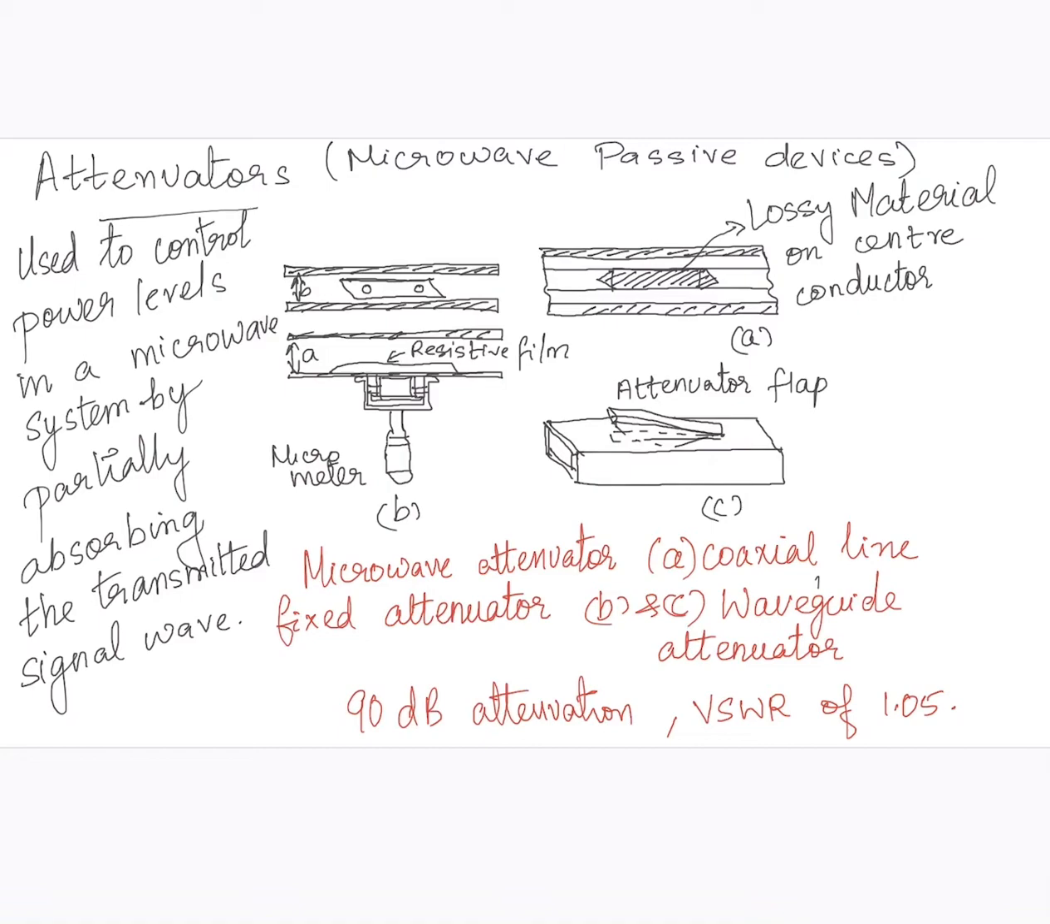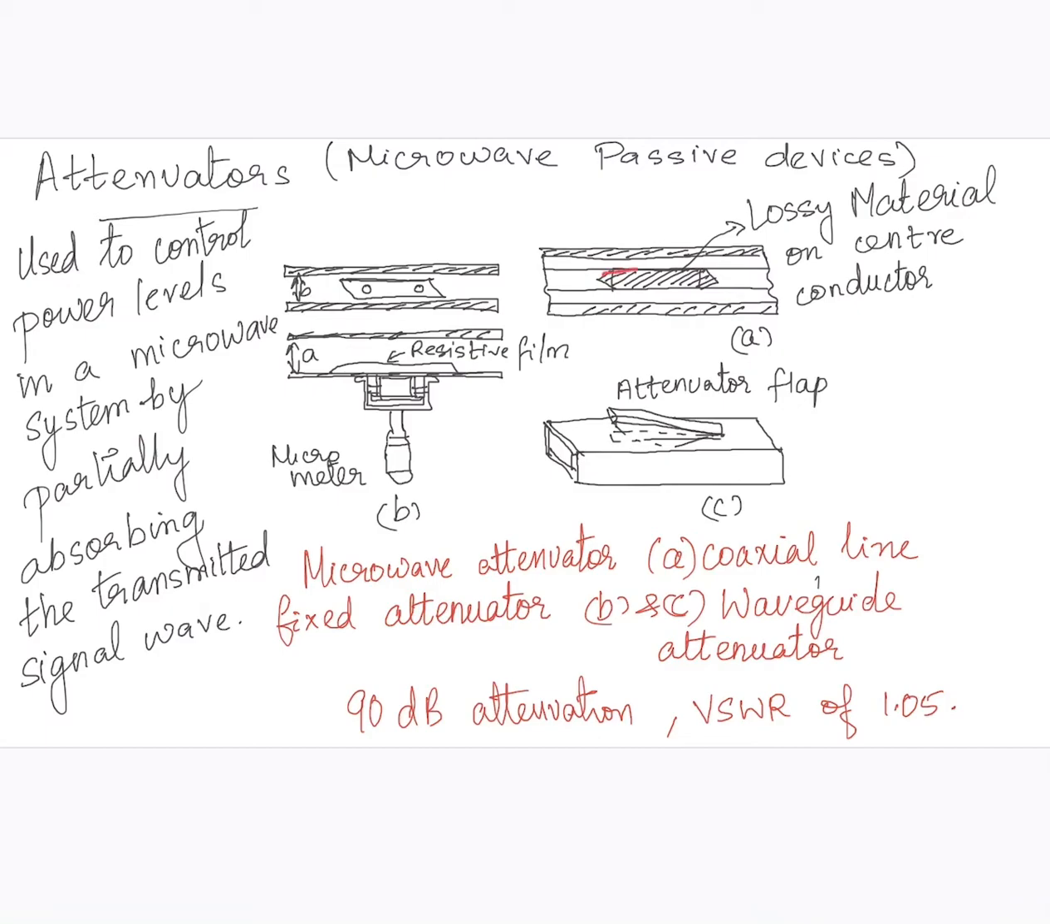wave. So in order to reduce or absorb the transmitted signal, a resistive element will be placed inside the center conductor. For example, consider a coaxial line fixed attenuator where this is the coaxial line, inside of it an absorbing material is placed. So when the electromagnetic wave travels inside this, because of the induced current on the resistive film, this will result in power dissipation leading to attenuation of microwave energy.